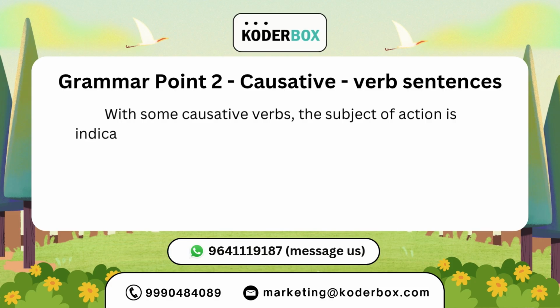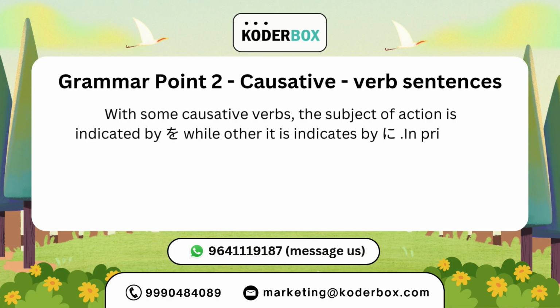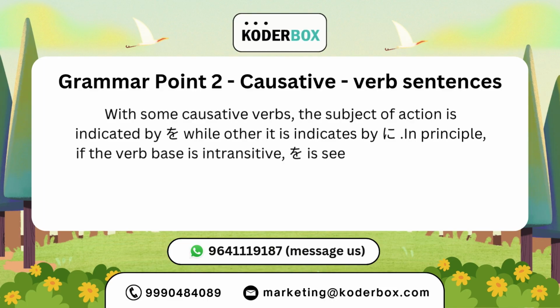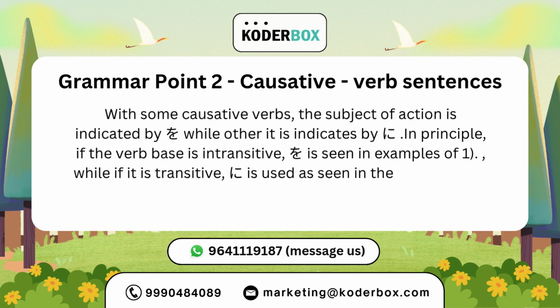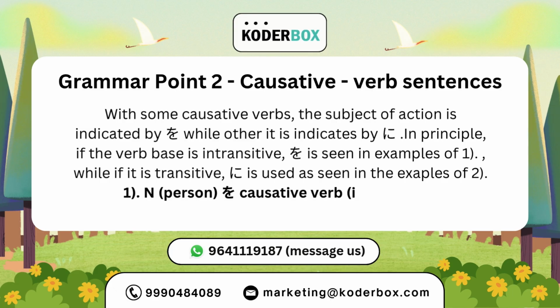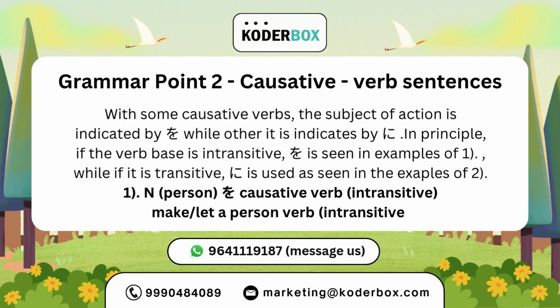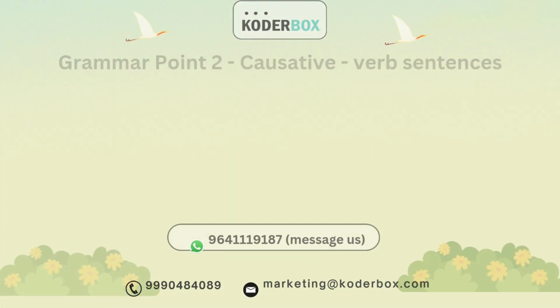With some causative verbs, the subject of action is indicated by o, while in others it is indicated by ni. In principle, if the verb base is intransitive, o is used, as in example 1, while if it is transitive, ni is used, as in example 2. First one: noun person o, causative verb intransitive. Make or let person verb intransitive.